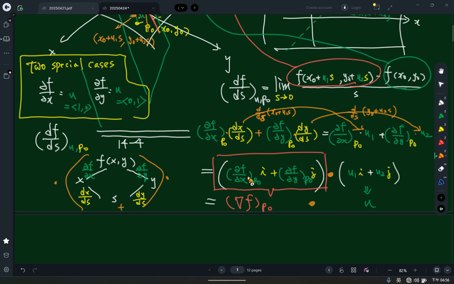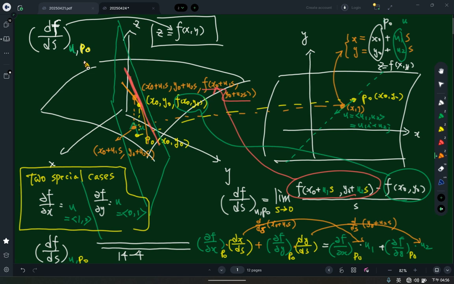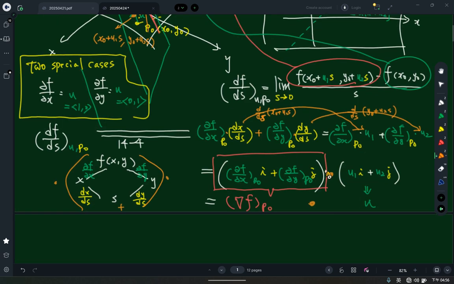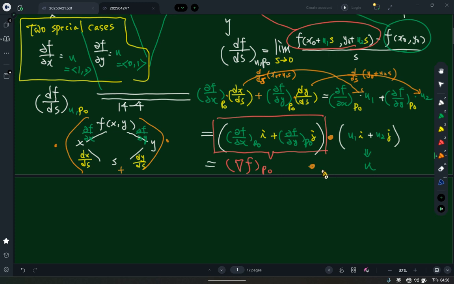So we just use the vector form to express it. Then you can get this spatial vector dot u1 i plus u2 j. Actually, this is the u vector, right? So we can have a u here. And this is another spatial vector here. We call it gradient vector.